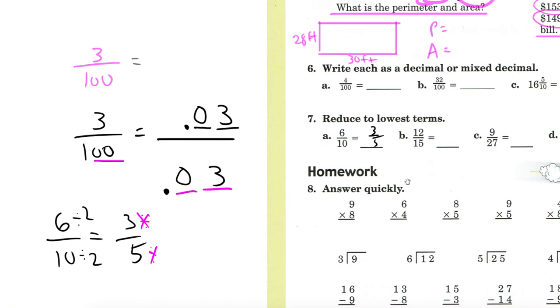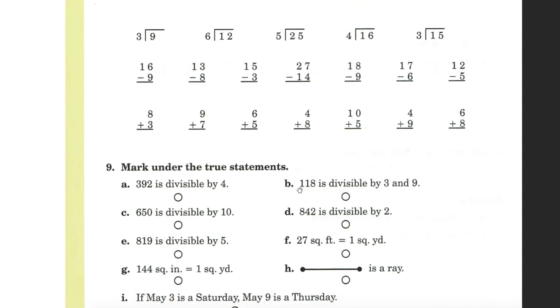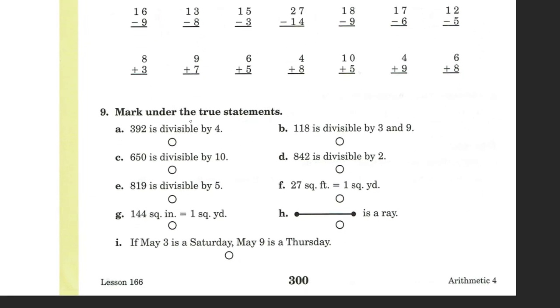Okay. Number 8, very hard. I'm sure you guys will have a tough time on number 8. Number 9, mark the true statements. 392 is divisible by 4, or 118 is divisible by 3 and 9. So which one is true? Is it true that I can divide 392 by 4? Or is it true that I can divide 118 by 3 and 9?